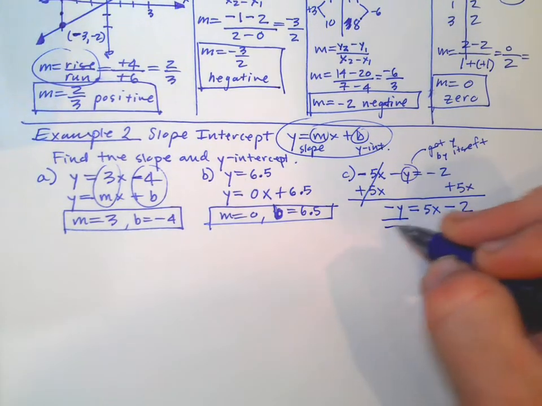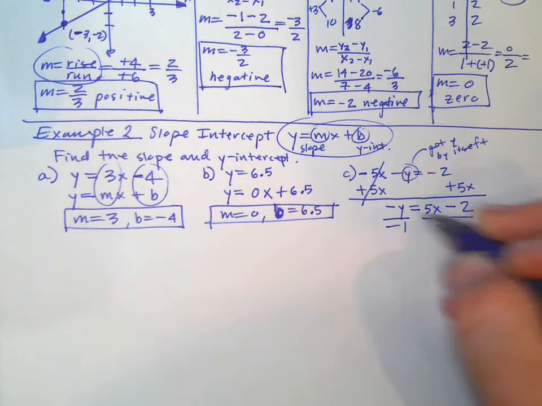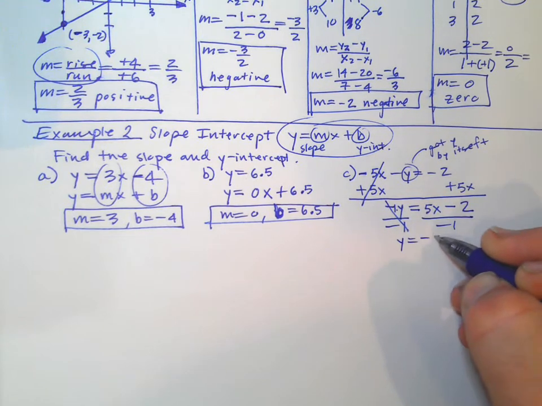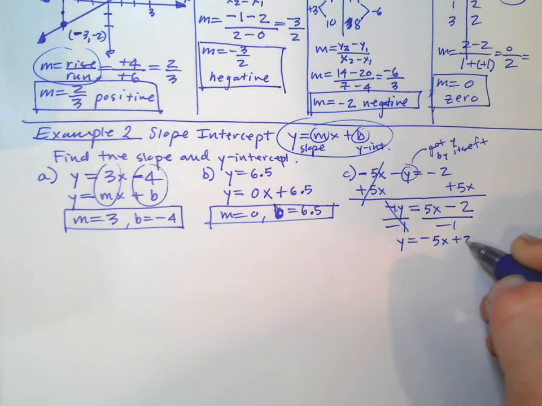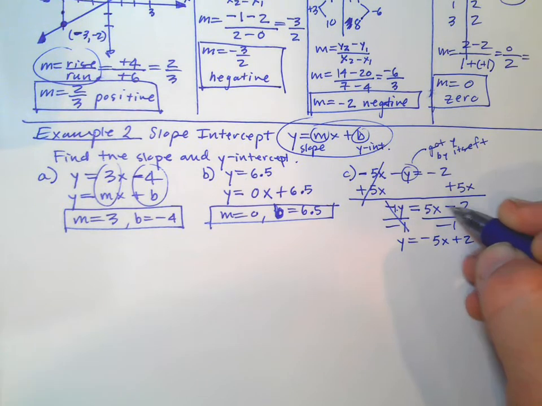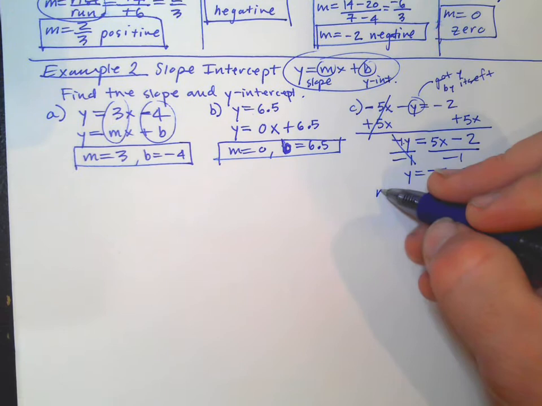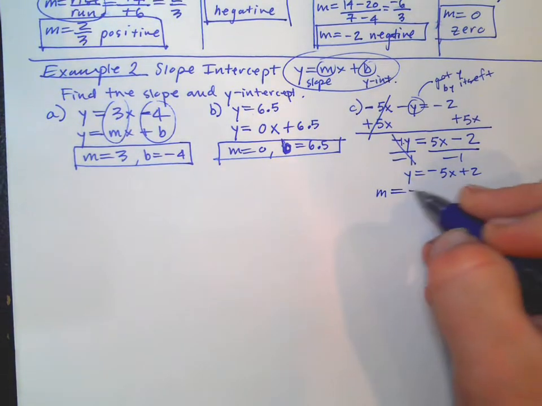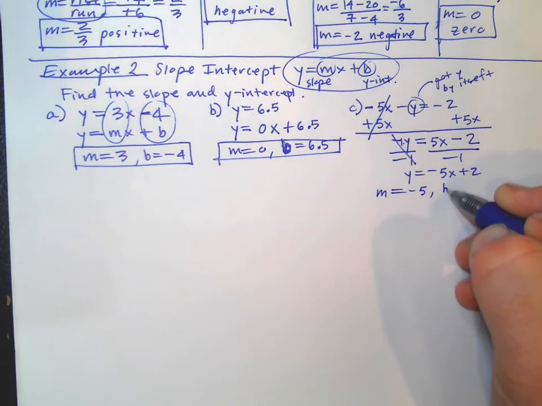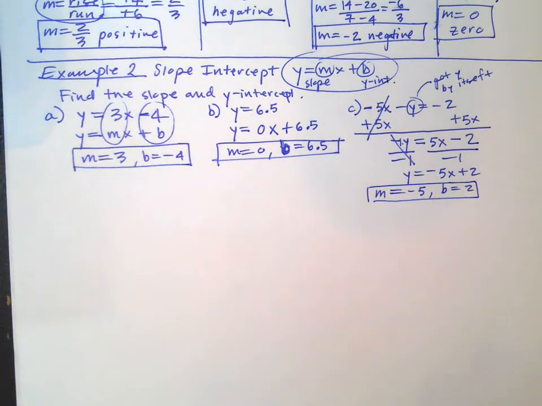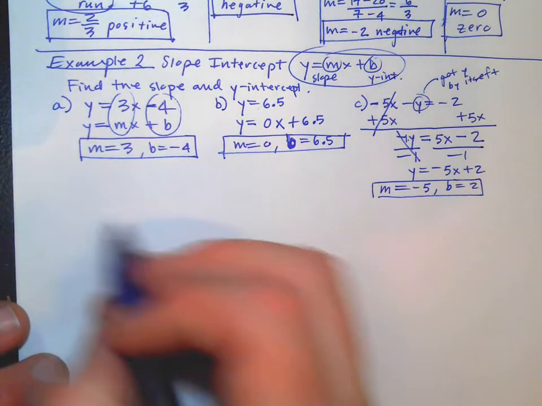Now we got to get rid of the negative. We got to divide both sides by negative 1. It's like a negative 1 there. And that's going to be negative 5x plus 2. Make sure you distribute the negative 1 division. And so your slope is negative 5, and your y-intercept is 2. Okay?